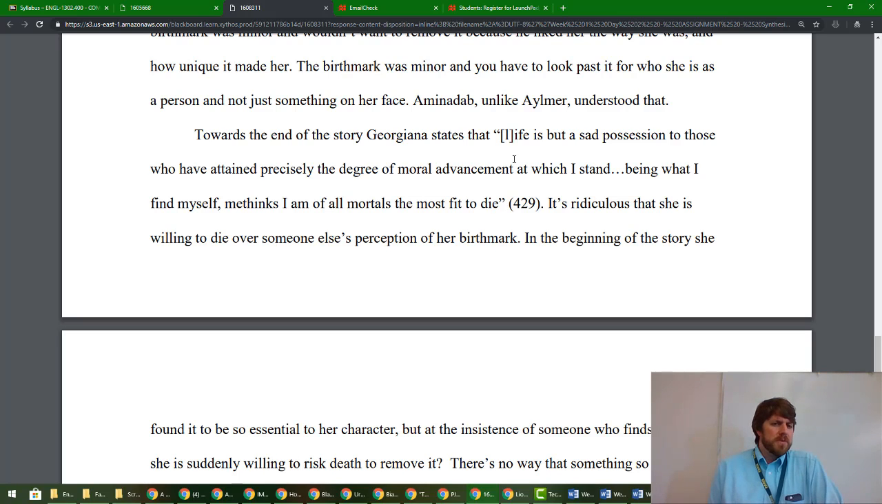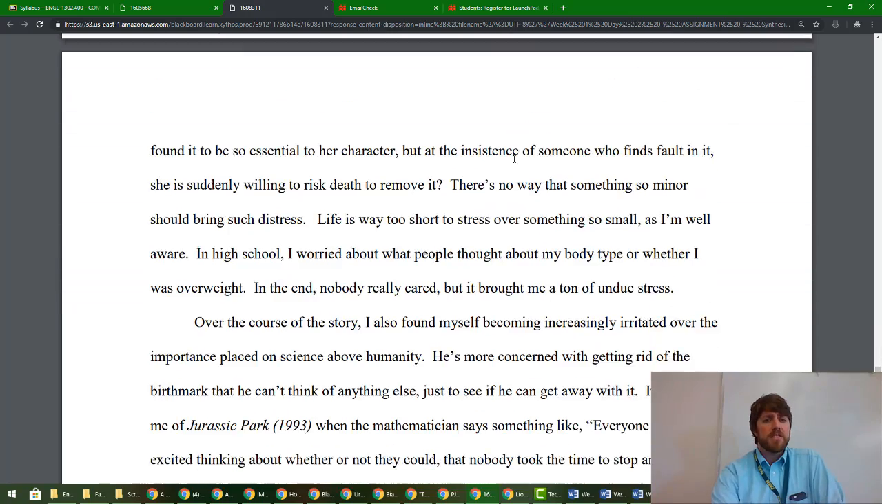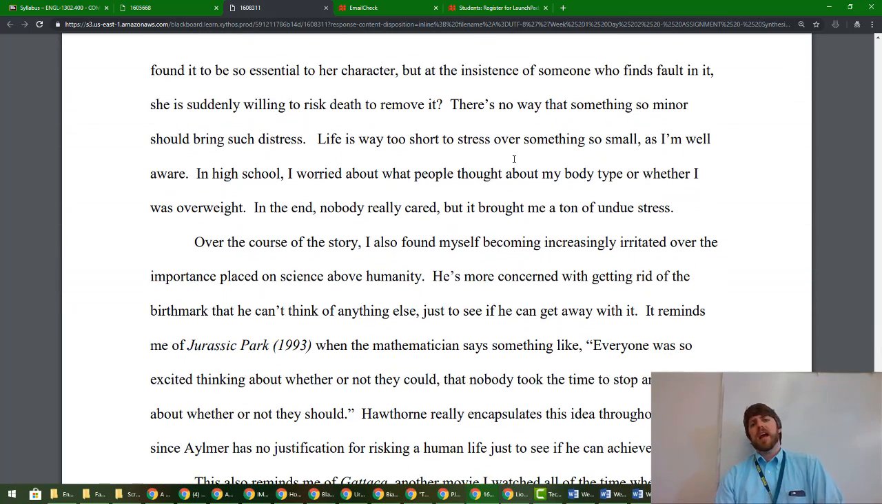It's ridiculous that she's willing to die over somebody else's perception of her birthmark. In the beginning of the story, she found it to be so essential to her character. But at the insistence of someone who finds fault in it, she is suddenly willing to risk death to remove it. There's no way something so minor should bring such distress.